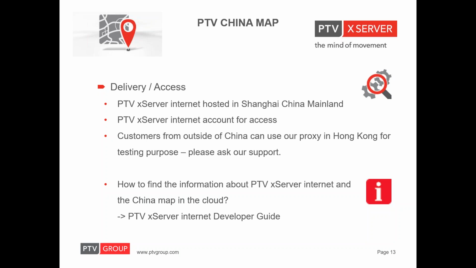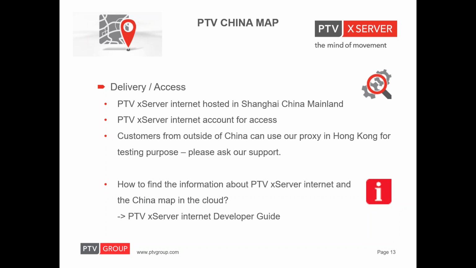Which kind of X servers are possible to use with the China map? Like the features I mentioned before, you can use Xmap, Xroute, Xlocate, Xmapmatch, and Xtour server. So that means the full scope of functionalities is provided by PTV. Yes, the full scope of functionality of X-Server Internet is provided for the China map. Okay, fine. Great.